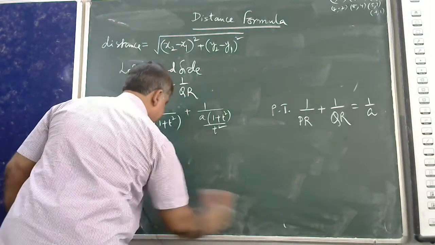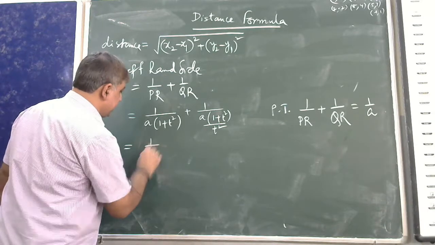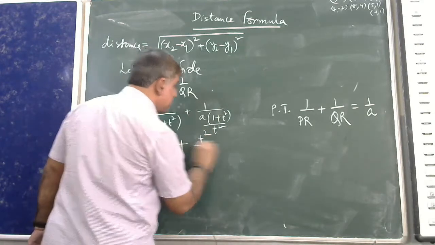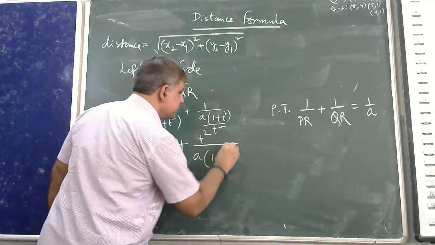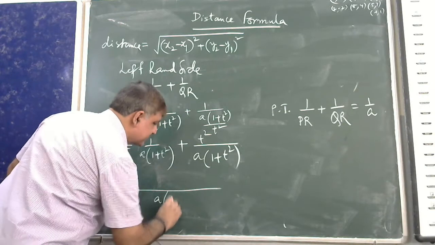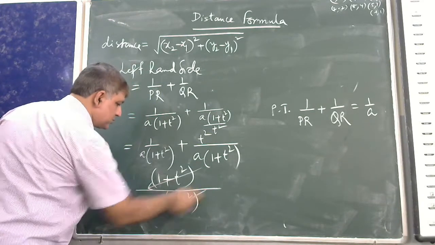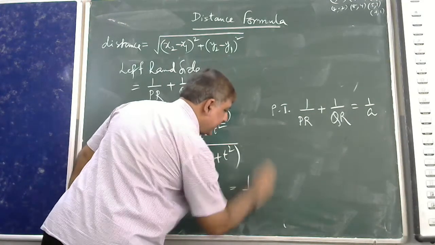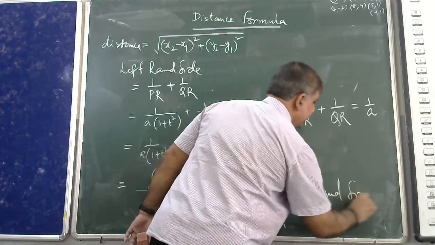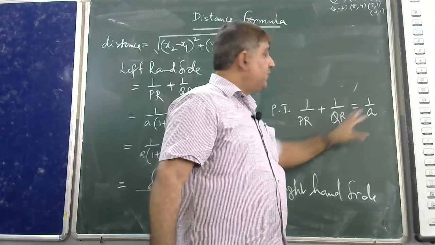Now how to simplify 1 by QR? You just invert this. What happens? 1 by a in the bracket 1 plus t square. Again plus, if you take t square to the numerator, t square by a(1 plus t square). No problem. Now take the LCM. Your LCM will be a(1 plus t square). In the numerator you will get 1 plus t square. Now these two things cancel out. So what will you get? That is 1 by a. This is your right-hand side of the result. Thus, we have proved that 1 by PR plus 1 by QR is equal to 1 by a.